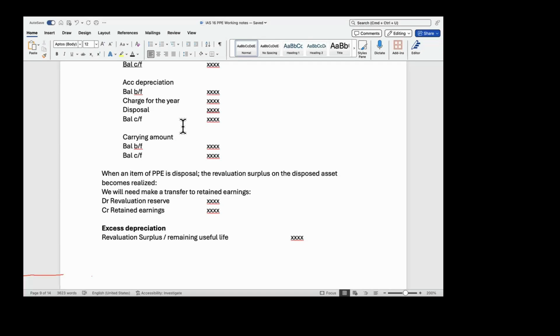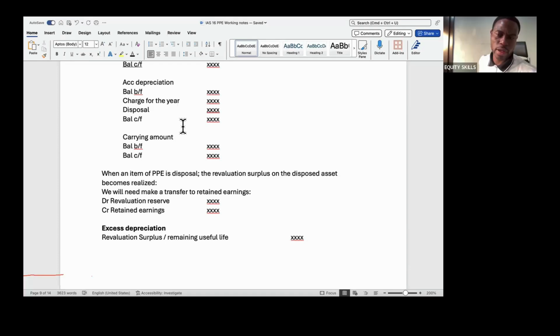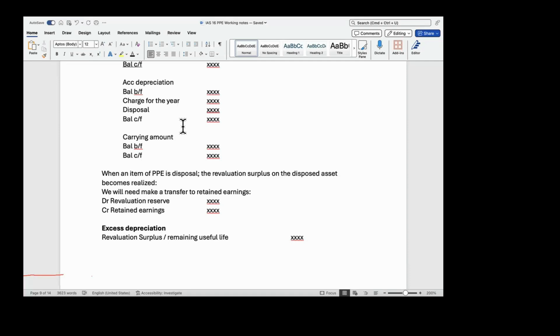So if it's going to retained earnings, I feel it should go to profit or loss account. Okay, why? Because for the assets where they did not do revaluation that we mentioned earlier, the gain would go to profit or loss account.